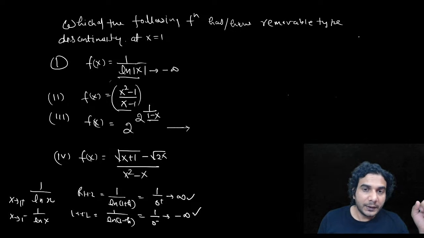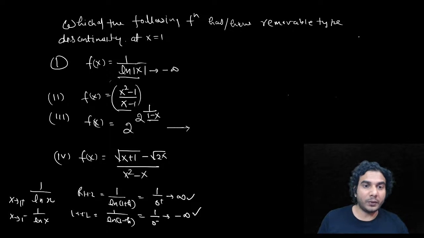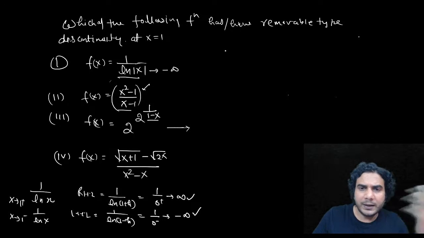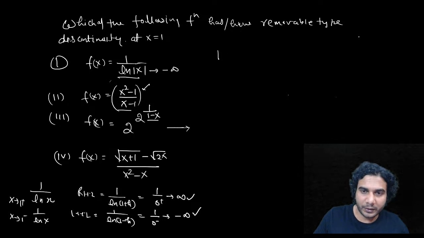That is for sure. Now the question is, which will have removable type? That means in which of the following the left hand limit will be equal to the right hand limit and finite, okay? So we have got that only in the second so far. Now let's check the third. We need to check only the left hand limit and right hand limit, okay? That's our prime focus.